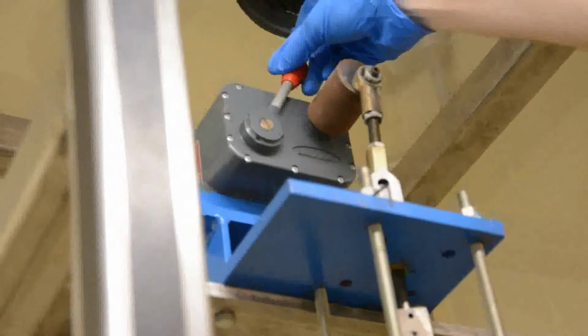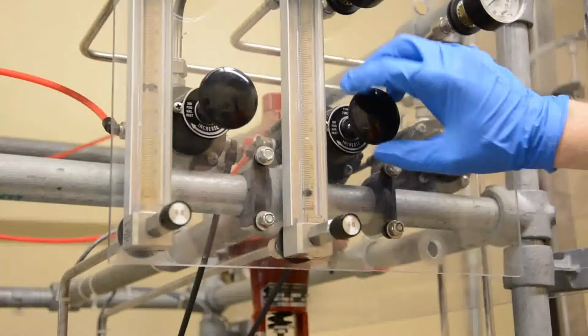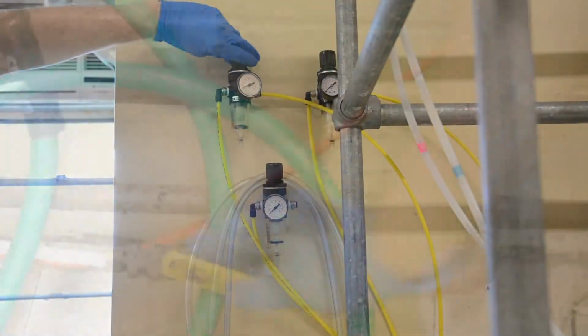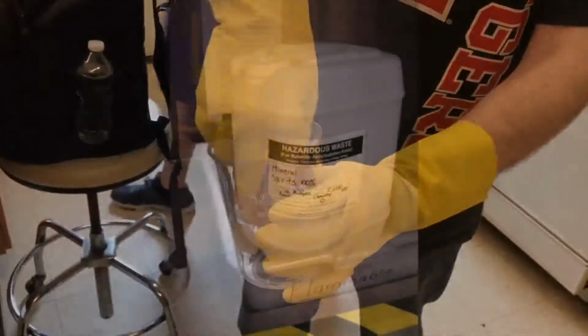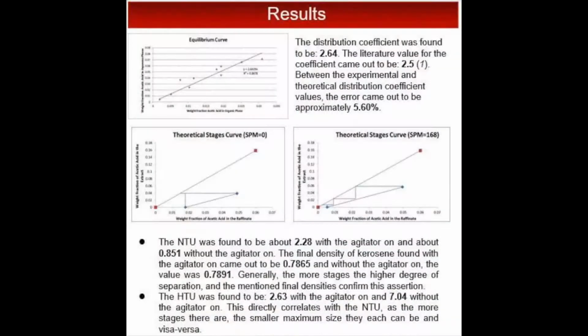12th, once data collection is done after about 30 to 45 minutes, turn off the agitator and the rest of the equipment. 13th, clean up any used equipment. Lastly, make sure organic waste is properly disposed.